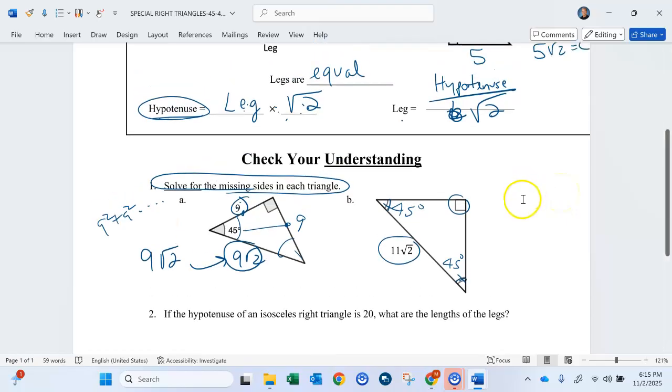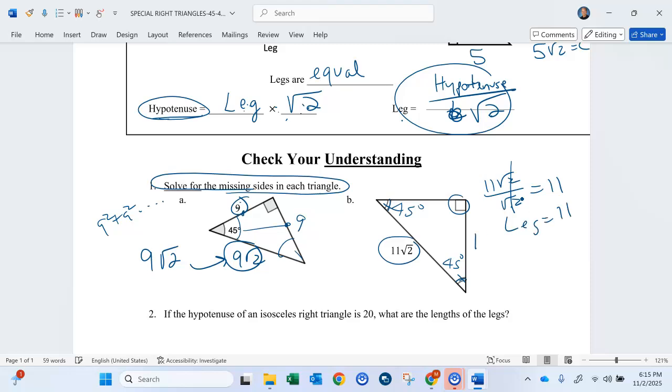So now we're going to use this, and we're going to go hypotenuse divided by root 2. So 11 root 2 divided by root 2. Well, this and this are the same, so they cancel out, and we get 11. Okay, so the leg equals 11. And we're done, and it's that fast, okay? And if you want to try it, you can do that. 11 squared plus 11 squared would equal 11 times root 2.